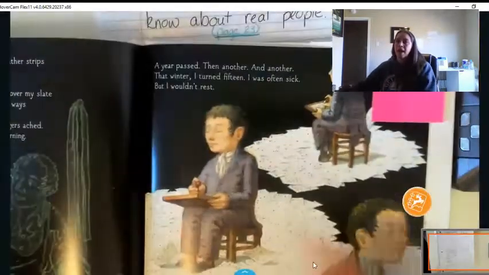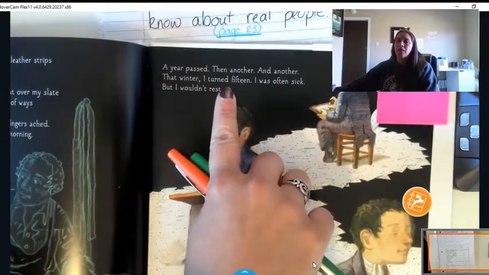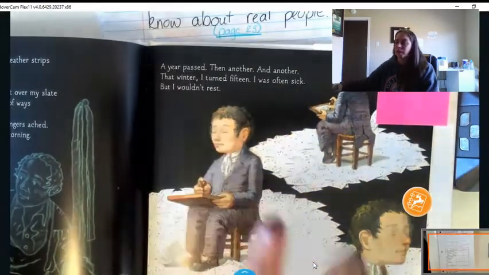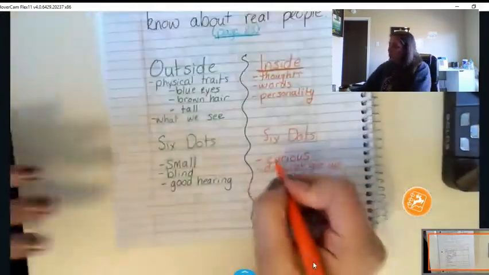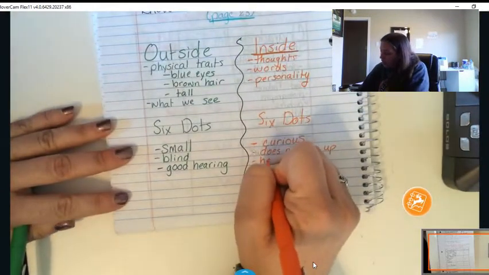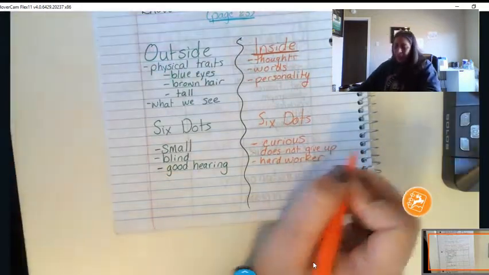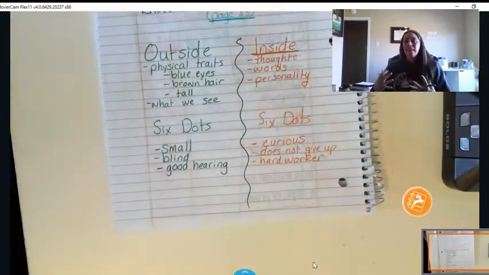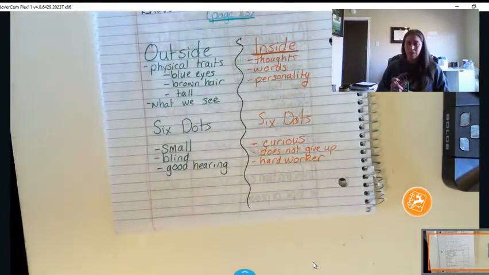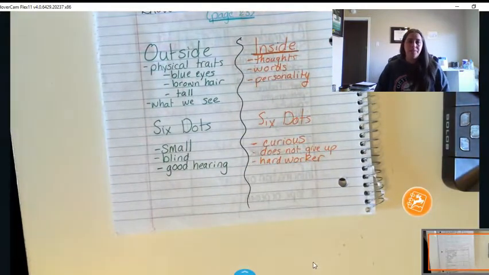Then it says a year passed, then another and another. That's 3 years he worked. That winter I turned 15. I was often sick, but I wouldn't rest. So I'm going to say with his character traits, his personality, he's a hard worker. And eventually, Louis worked so hard and tried so much that he came up with a pattern for them to use so that other students would be able to use the Braille in order to be able to read and write just like sighted children.